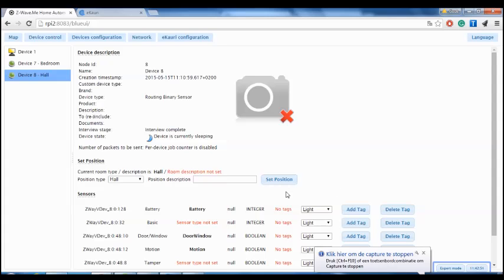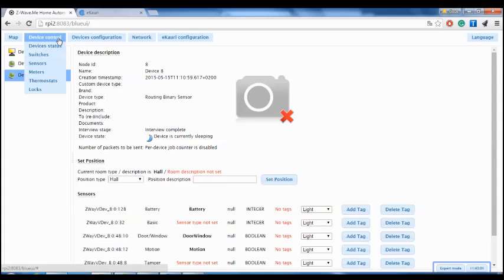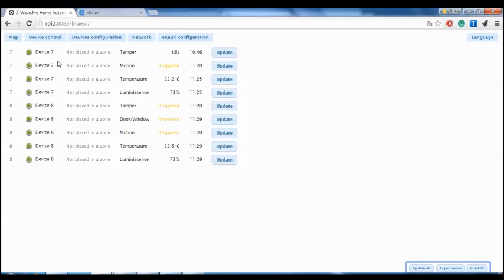In this video I'm going to demonstrate how you can test your sensors. We just included the sensor and we labeled it, and now we can go to device or device control, sensors, and you see here all the different functionalities of all the sensors.